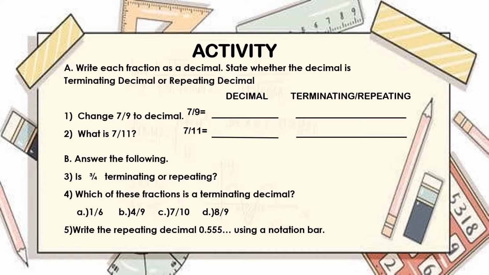Let us answer some of the activity. Write each fraction as a decimal. State whether the decimal is terminating decimal or repeating decimal. Let's have number 1. Change 7/9 to decimal. How can you express 7/9 into decimal form, children? Yes, your answer is 0.777 or 0.7 with a bar on top. Identify now, terminating or repeating decimal.